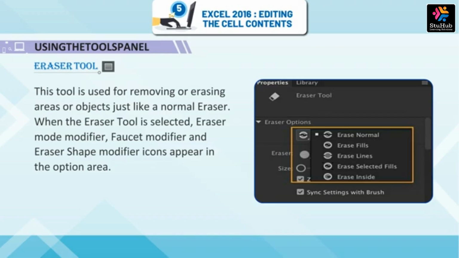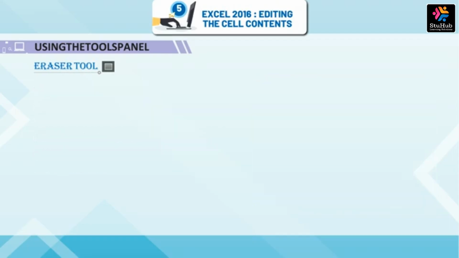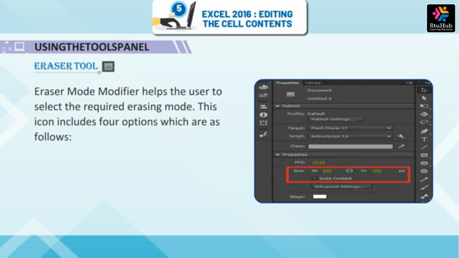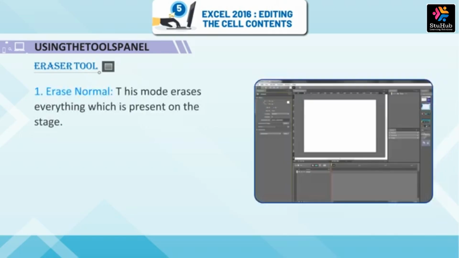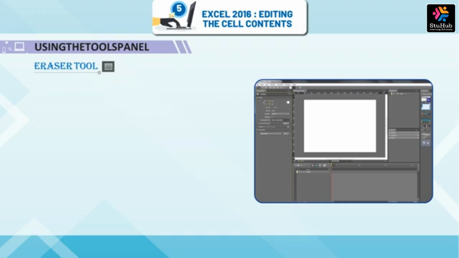When the eraser tool is selected, eraser mode modifier, faucet modifier, and eraser shape modifier icons appear in the option area. Eraser mode modifier helps the user to select the required erasing mode. This icon includes 4 options which are as follows. Erase normal. This mode erases everything which is present on the stage.